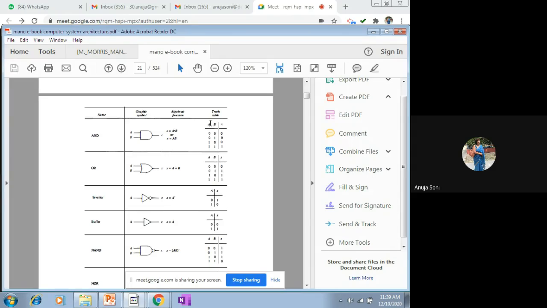Whenever we have two variables, how many combinations are possible? It will be 2 raised to the power 2, where the 2 in the exponent represents the number of variables. As the number of variables increases, the number of combinations increases accordingly. Say we have n variables, then the number of combinations will be 2 raised to the power n. So here the number of combinations is 4.